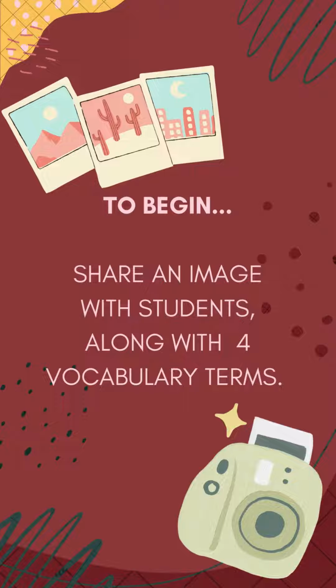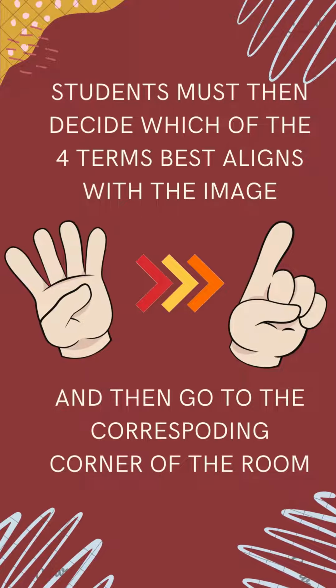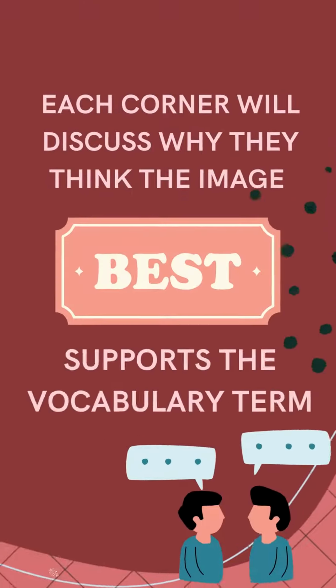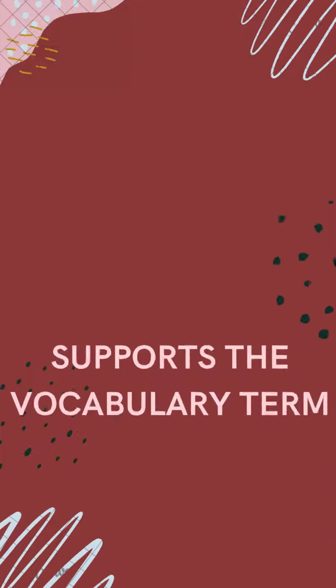Share that image with the students along with four vocabulary terms that have something to do with that image. Students are then going to look at the image, look at the four terms provided, and select the one that they think best aligns with the image. They'll then go to that corresponding corner of the room where hopefully they're going to meet up with some other like-minded peers. Each corner will then discuss why they think the image best supports the vocabulary term that they have chosen.